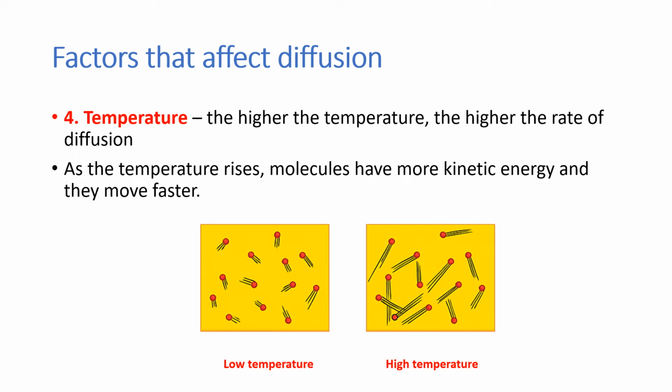When the temperature is low, the molecules are moving slowly, which is represented by shorter lines. And when the temperature is high, the molecules can move faster, which is shown in a longer line. So what we have to understand is, when the temperature is high, diffusion is happening faster.